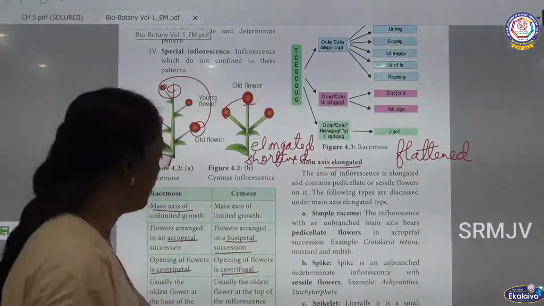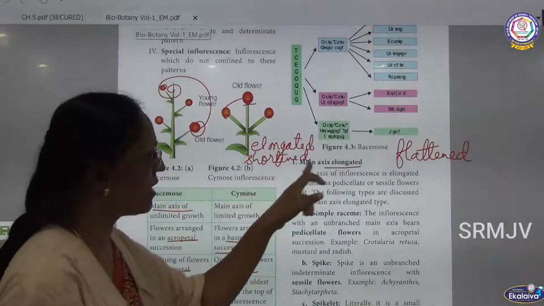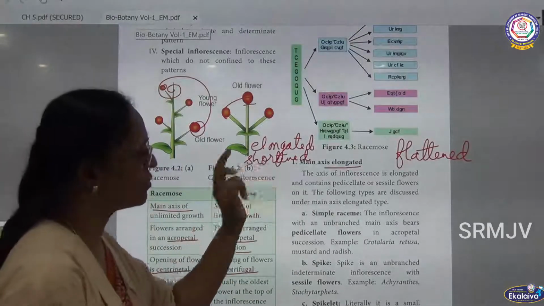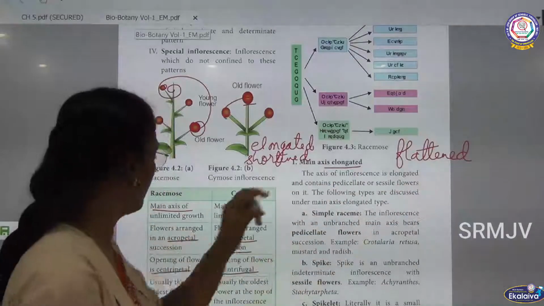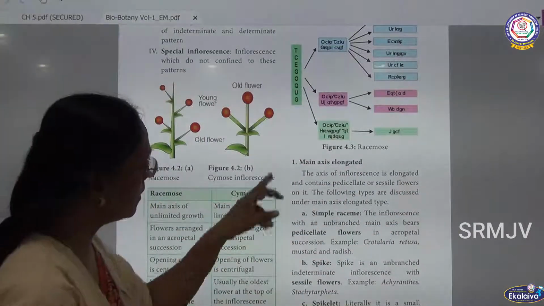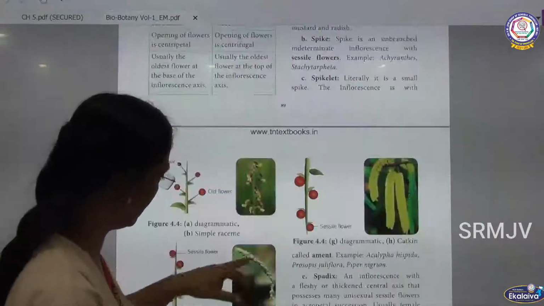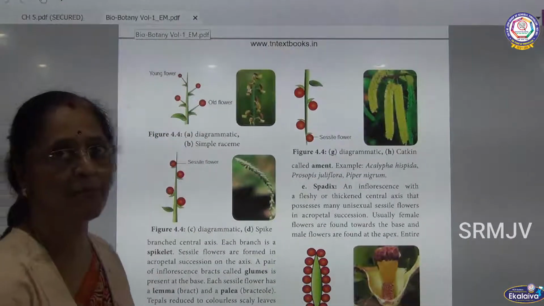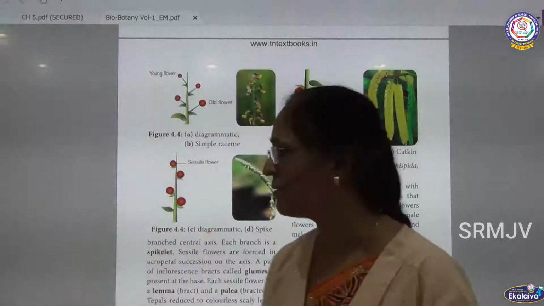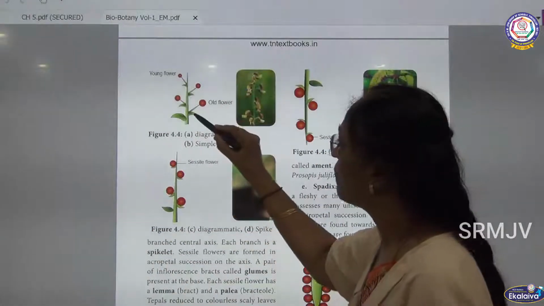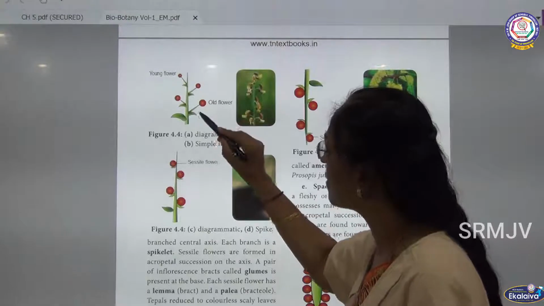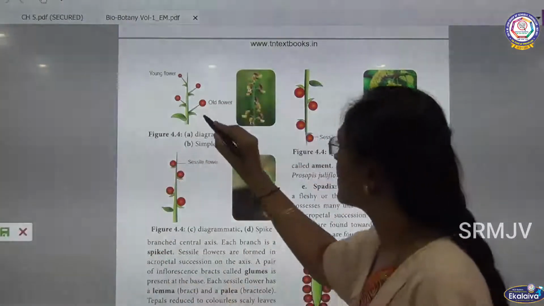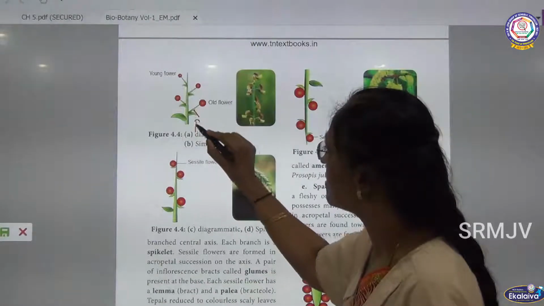So you will find the racemose inflorescence under three subheadings: main axis elongated, main axis shortened, and main axis flattened. Now in the main axis elongated, here if you see, this is the main axis. Here you are talking about the simple raceme, which you will find in mustard and radish. You will find these flowers are having a stalk, and this is what we call a pedicel. The stalk of the flower is called a pedicel.